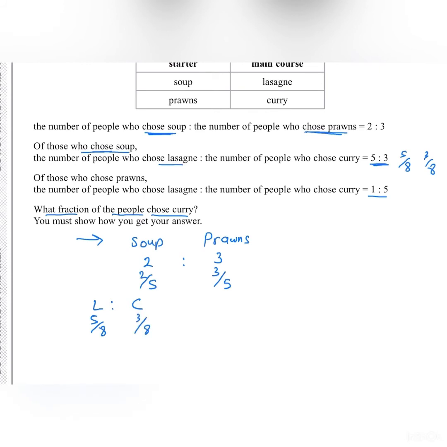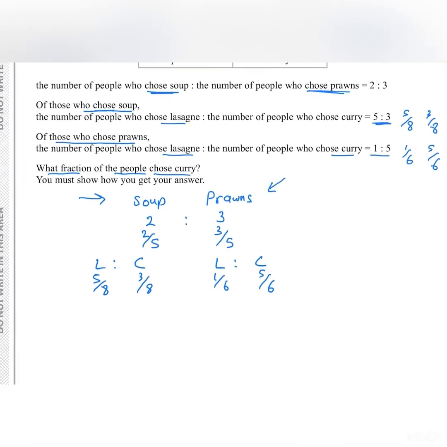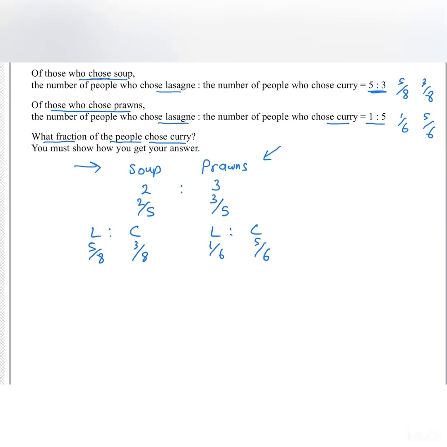And then of the people who chose prawns, so we're looking at this section now, and from those people, the number of people who chose lasagna and the number of people who chose curry as a main course were 1-5. So 1/6 and 5/6 and lasagna and curry. So we can write this in fractions as well, 5-6. Okay, so what fraction of the people chose curry?